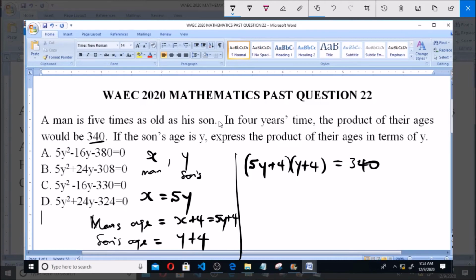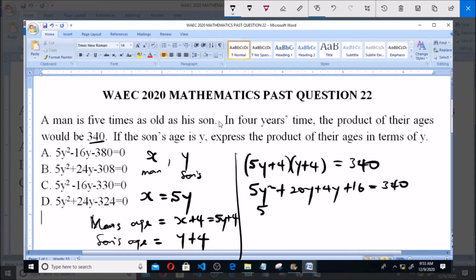So now let's open this bracket. 5y times y will give us 5y square. 5y times 4 will give us plus 20y. 4 times y will give us plus 4y. Then 4 times 4 will give us plus 16 is equal to 340.